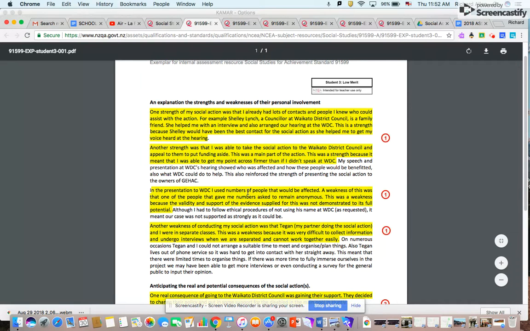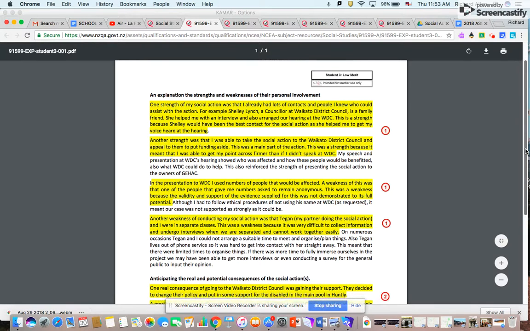If you use your template well, you will already have some of these answers done. So if you use the complicated template that I gave you and answer both sides, then you will already have some of these answers done. So that's how you're going to pass this assessment.